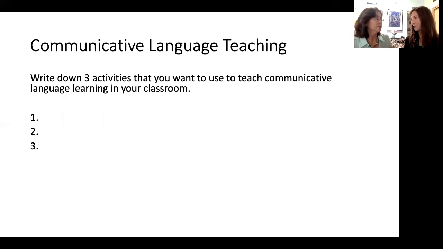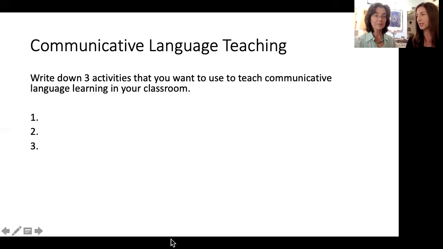It's okay to make a mistake. Yes, it is. See, even fluent English speakers can make a mistake with complicated words, especially. Okay, so you don't have to write down, yes, three ideas. 3. And you don't have to tell your students that you're teaching communicative language learning. That's just for you to know. Right. CLT. That's good. CLT. So 3 activities that you might want to use in your classroom.